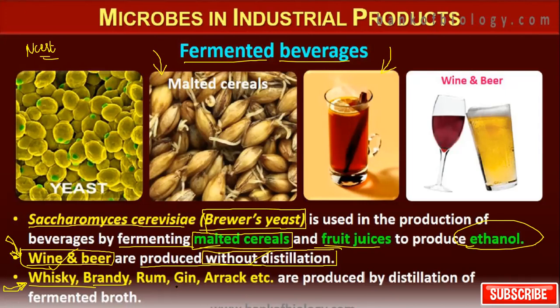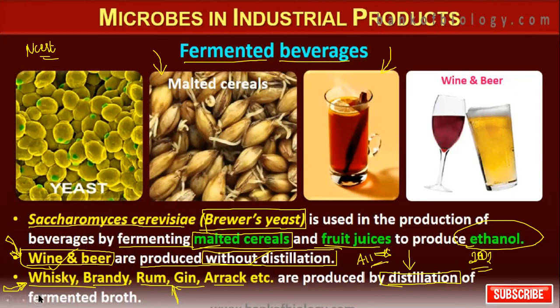Whiskey, brandy, rum, gin, arrack, all these things are produced by distillation of fermented broth. So you have to study what are the different kinds of brands of alcohol that are formed by distillation and that are not formed by distillation. Suppose a question may come for your exam. Actually, this kind of question was asked in 2002 or 2001 for the AIIMS paper. Which of the following is not produced by distillation method? So the answer could either be wine or beer, depending upon the options given over there.